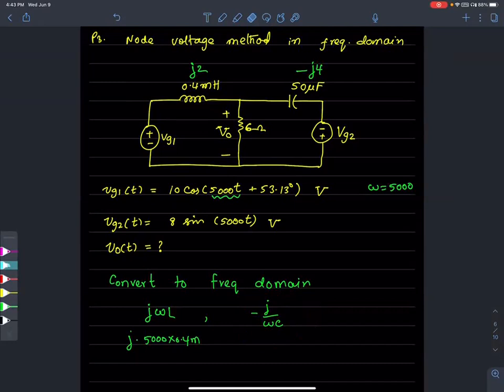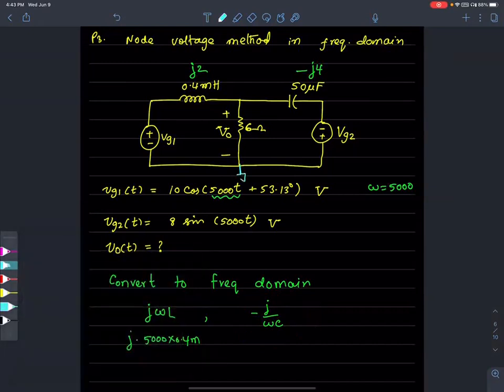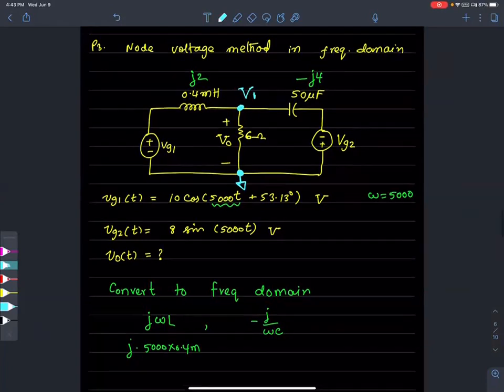And then the first step in doing the nodal analysis is to pick one node to be the ground node. Let's pick this node, the one at the bottom, to be the ground node, and the other node to be just some V1. Doesn't matter. V1 node voltage method. So one is VG1.